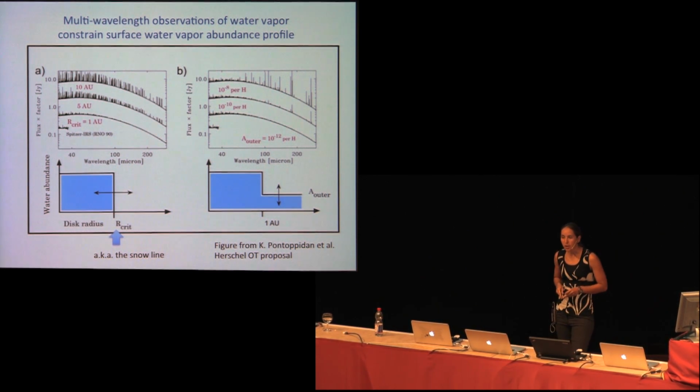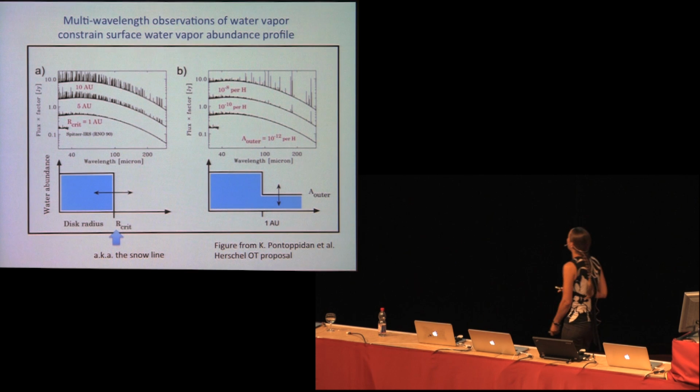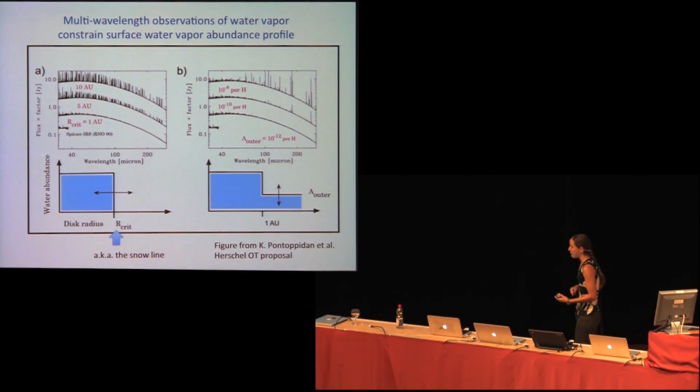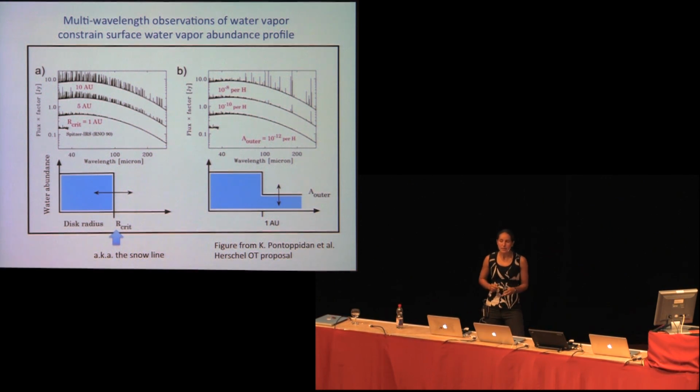Now, for water, it's a little bit more difficult. You can't really directly image the water ice line, so we have to use some slightly different techniques here. What we do instead is look at the relative amounts of water vapor at different excitations. This depends on the distribution of water vapor in the disk. Here's an example of a water vapor abundance profile that looks like this, and of course if it suddenly drops off, that's your snow line right there. If you move that snow line around, you get dramatically different water vapor spectra.